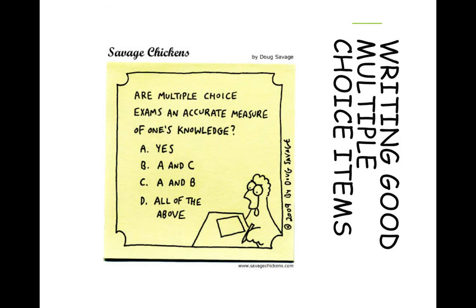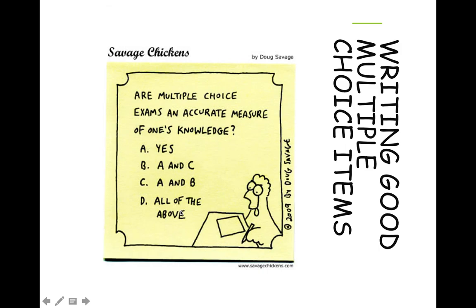Okay, so I've done my awkward pause, which means I'm trusting that you have looked through that activity or you already did it. I love this little graphic because it's such a good illustration of how multiple choice tests can be messed up. So are multiple choice exams an accurate measure of one's knowledge? A, yes. B, A and C. C, A and B. D, all of the above. Okay? Translation, that makes no sense.